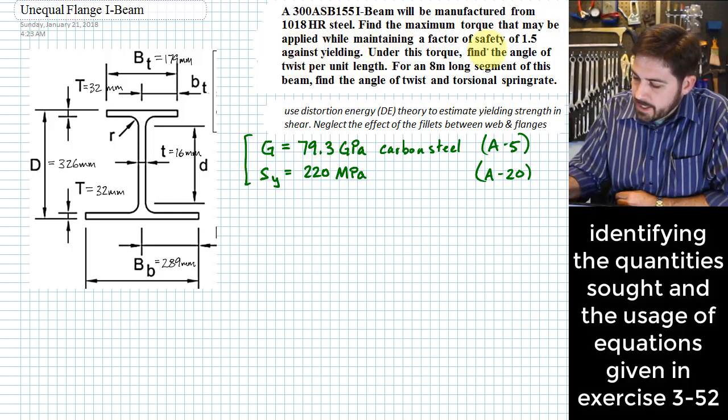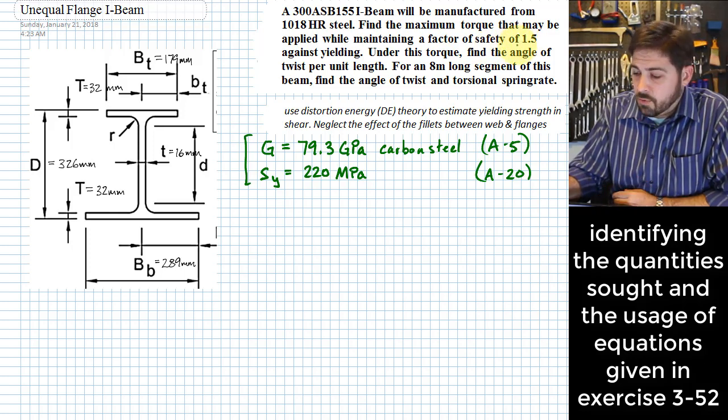We're next going to look at, okay, we need a factor of safety of 1.5 against yielding. We'll use that in just a second. We're supposed to basically be finding a torque that this section can carry without yielding, and then we want to have this factor of safety of 1.5. Okay, and then for an 8-meter long segment, we want to figure out this angle of twist and a torsional spring rate.